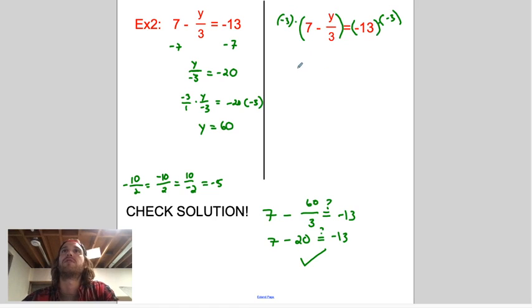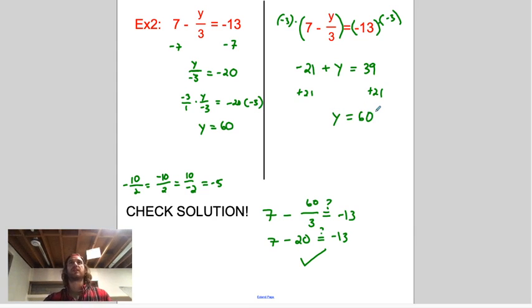Negative 3 times 7 is negative 21. Negative 3 is going to cancel with the negative 3 here and make this term positive, which will make that plus y. And over here, you're going to have positive 39 because a negative times a negative is a positive. Add 21 to both sides. Guess what? You still get y equals 60. There's more than one way to look at these problems. Let's keep moving.